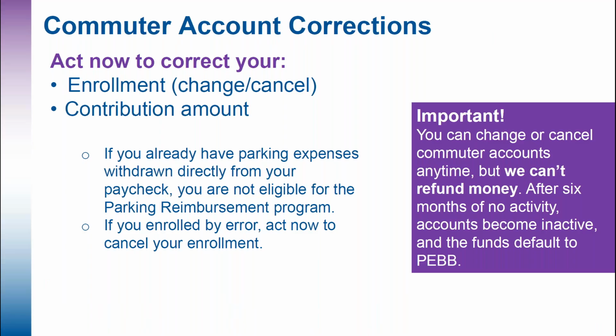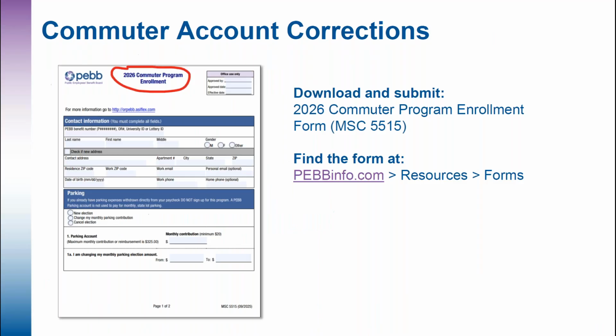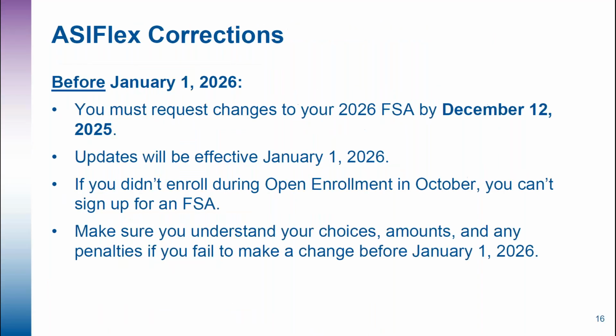All right, well, let's go on. I see that staff's answering a lot of the questions, so thank you, everyone. Okay, commuter account corrections. For the commuter accounts, which are the parking and the transportation, they have their own form. It's not the FSA form. Again, you can find that under forms, which lives under resources at www.pebinfo.com. All right, thanks, Sarah. Next slide. Okay, corrections. So listen up, everybody, because corrections, it's really, really important.